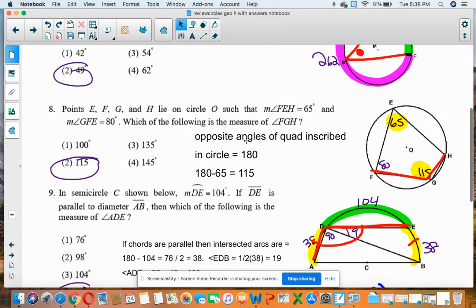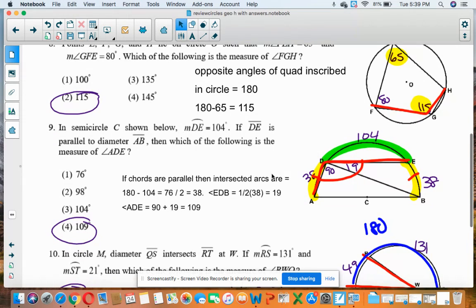Number 8, opposite angles of a quadrilateral inscribed in a circle have to equal 180. So that was one of the rules that I learned. They gave me this angle right here is 65 and this angle right here was 80, and they want me to find the angle that I have outlined in red. It's opposite this angle E right here. Together those have to equal 180. So all I did was 180 minus 65. That's how I got the 115.